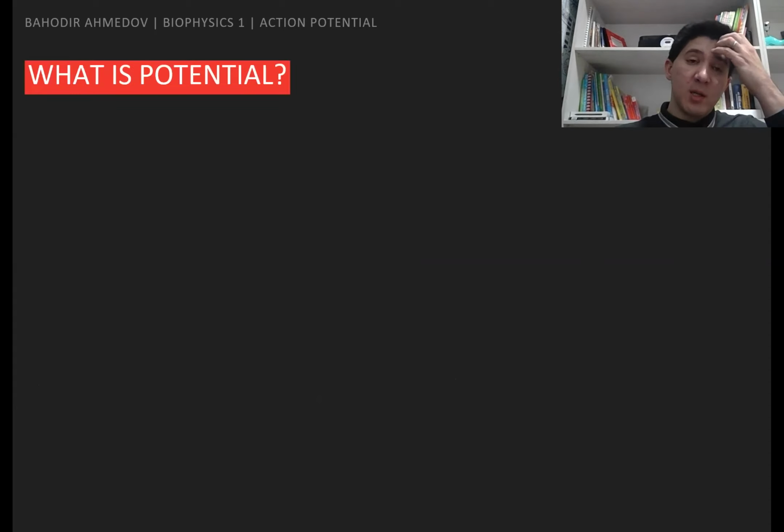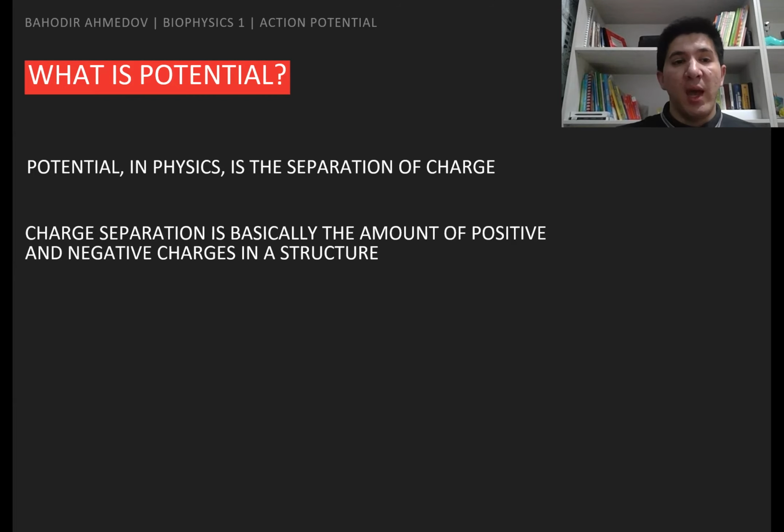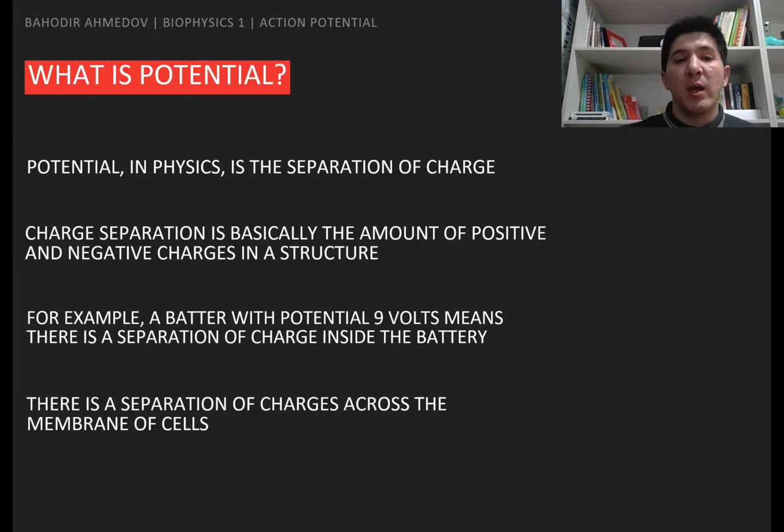Before we start talking about the action potentials, I would like to start with a question: what is the potential? In physics, the potential is simply the separation of charge. The separation of charge basically means the amount of positive and negative charges in a structure. For example, a battery with a potential of 9 volts means that there is a separation of charge inside the battery. We're going to concentrate on the separation of charge across the cell membranes.